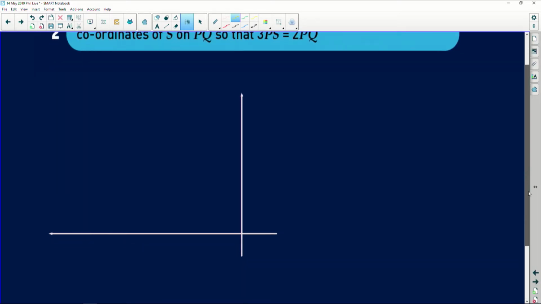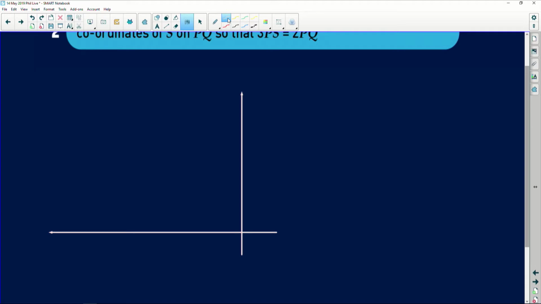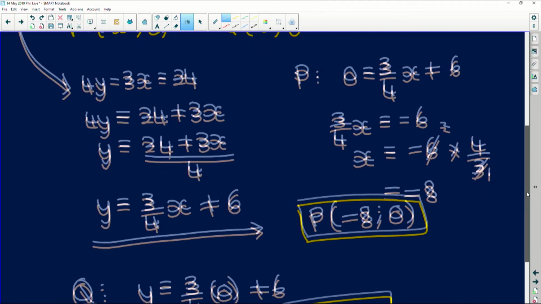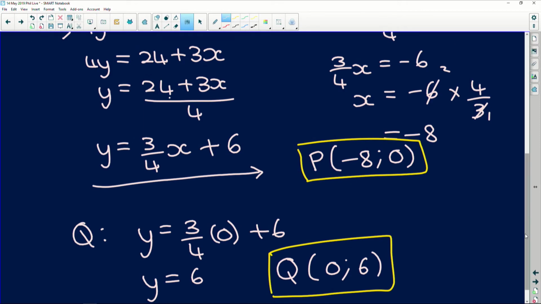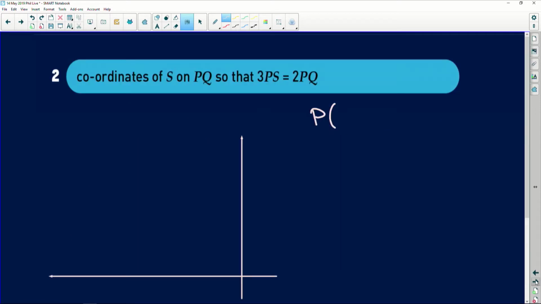Okay, I've drawn a Cartesian plane so I can help you visualize this stuff. So remember, we had P, let me double check this. P was at (negative 8, 0), and Q was at (0, 6). Okay, so (0, 6) is about there, which is Q. And P was at negative 8 and, whoa, yeah, negative 8 and 0.